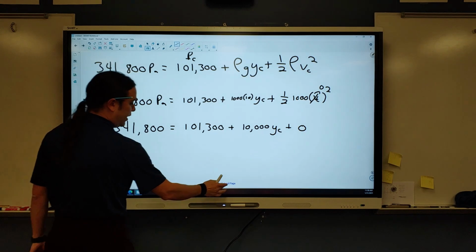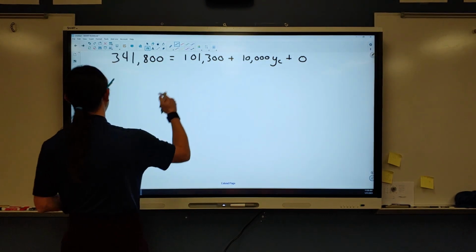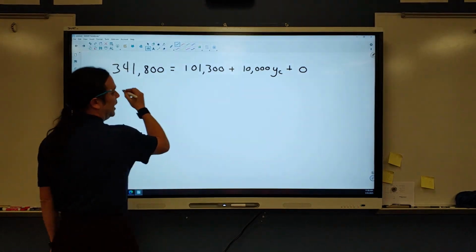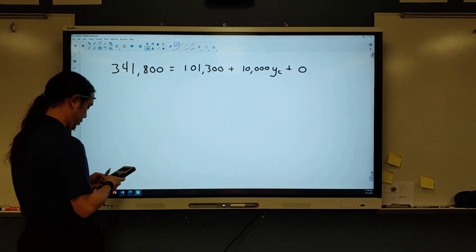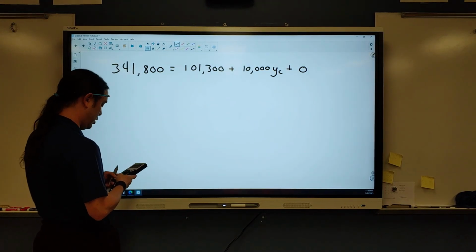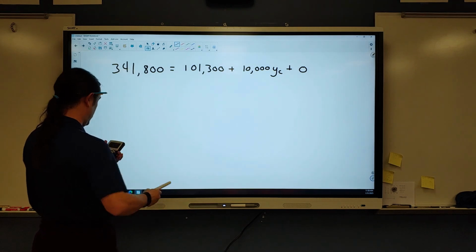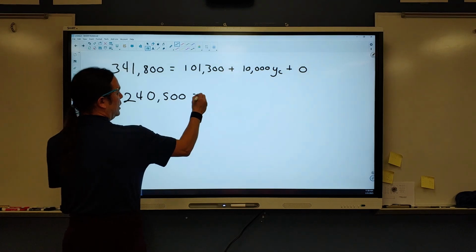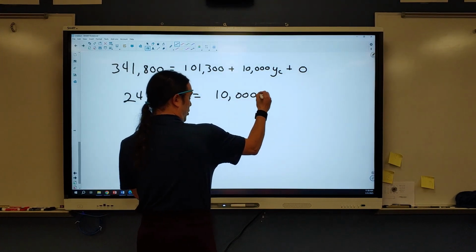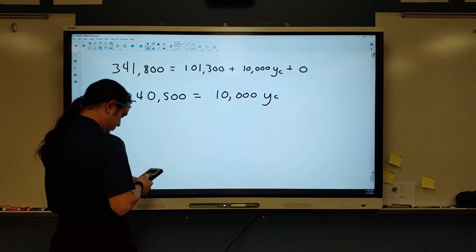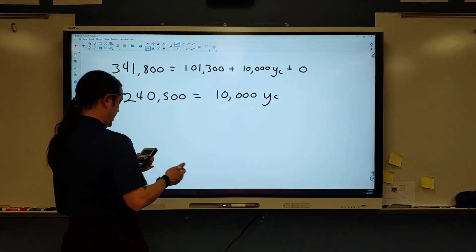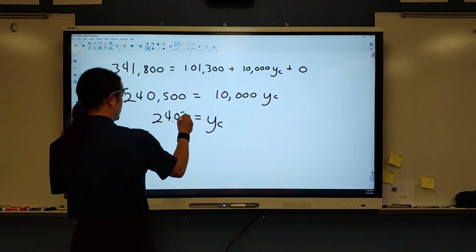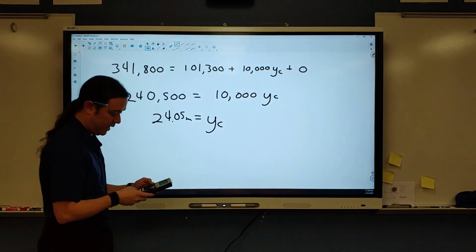Okay, so on this, I can now solve for YC, the height that I need to have the water tower, basically the top level of the water tower up to. I can subtract this over. We would end up with 341,800 minus 101,300. And I would end up with, let's see, 240,500 equals 10,000 with appropriate units times YC. So I'm going to divide this by 10,000, and I end up with YC is equal to 24.05 meters, at least based on my analysis here.